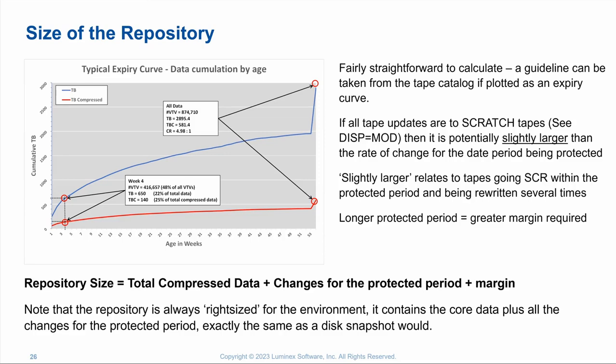So in this instance, I've pulled out 4 weeks. That is the addition that you'd make to your repository for 4 weeks worth of tape transactions. Slightly larger relates to tapes going scratch within that protected period and being rewritten several times. So there is a margin you'd put on top of it. So the repository size is the total compressed data, plus the changes for the protected period, plus the margin that you need to add for those tapes that go scratch within that protected period. And note, the repository is always right-sized for the environment. It contains the core data, plus all the changes for the protected period, exactly the same as a disk snapshot would.